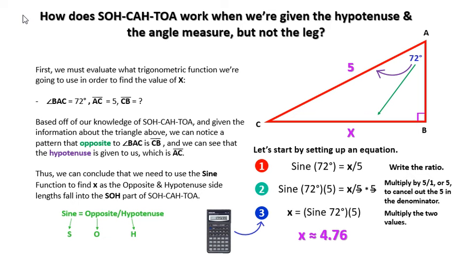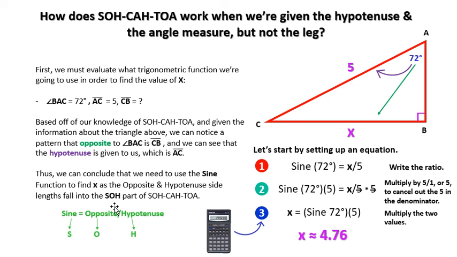So, how does SOH-CAH-TOA work when we're given the hypotenuse and the angle measure but not the leg? First, we must evaluate what trigonometric function we're going to use in order to find the value of x. So in this case, we're given that angle BAC equals 72 degrees, shown here, and then line AC equals 5, which is the hypotenuse, and line CB we don't know yet. Based off our knowledge of SOH-CAH-TOA and given the information about the triangle above, we can notice a pattern that opposite to angle BAC is line CB, and line AC is the hypotenuse, which is given to us and has a measure of 5.